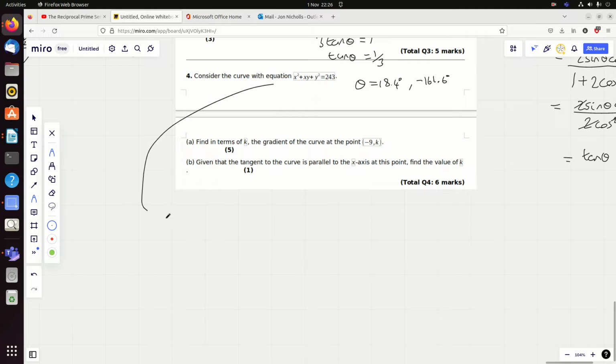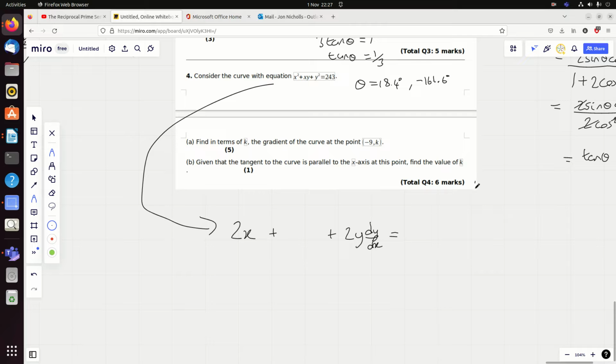Now, when you implicitly differentiate, the rule is with x's, you just differentiate them normally. So x squared, that's no problem. Let me deal with xy in a second. With y squared, we have to differentiate it normally, but if you ever differentiate a function of y, the rule is stick a dy by dx on the end. If you understand nothing else about implicit differentiation, understand that, because even if you don't understand why you're doing it, that will get you towards the right answer.